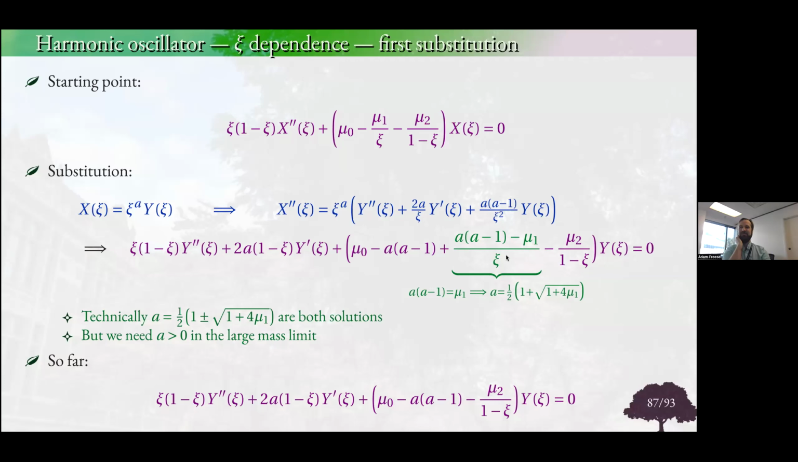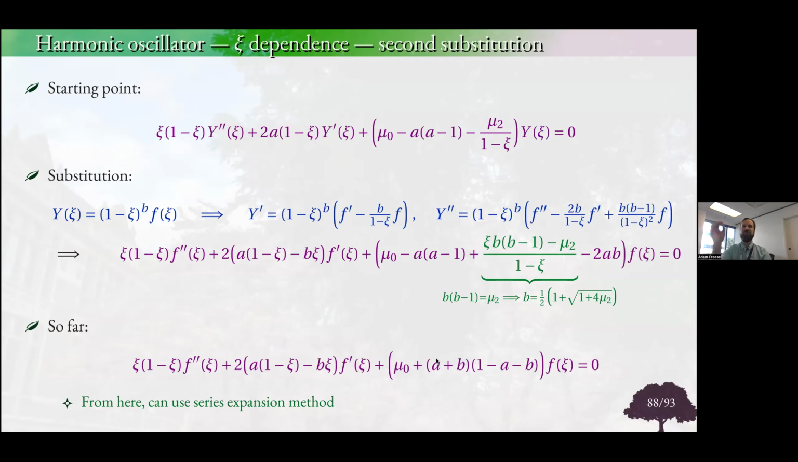There are technically 2 solutions to the quadratic equation, but only one of these solutions has a greater than 0 in the limit of large mass, and we need a to be greater than 0 for the wave function to vanish instead of explode. So that determines what a is. So this gives us a differential equation for y, and now we need to do the other substitution to determine what b is.